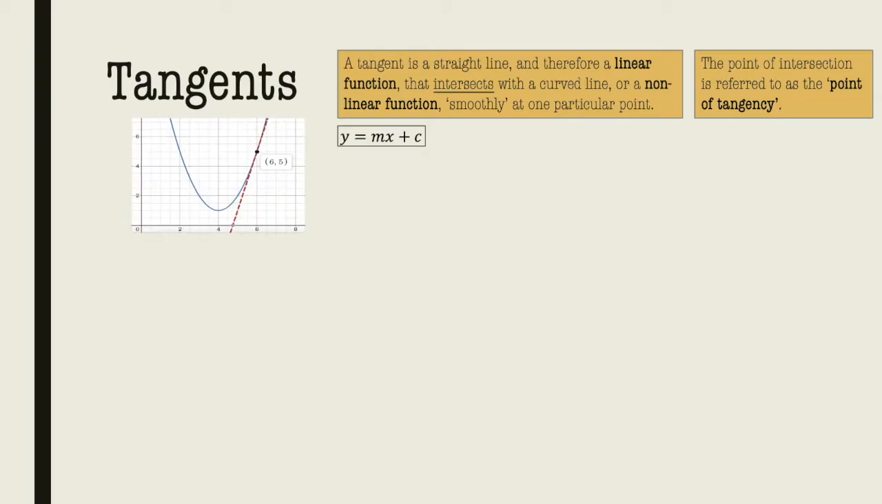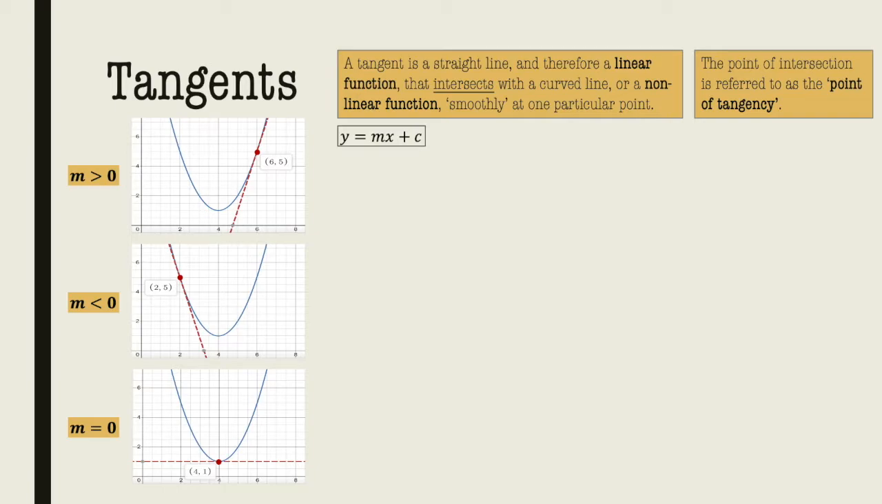Here is an example to visualize this idea of barely and smoothly touching the line at one point. It is clear that the straight red line converges with the blue parabola, then they meet at one point and begin to separate again. The point of tangency in this case is (6, 5). Being a straight line, the tangent must have a gradient, and in this case the gradient of the tangent is positive, as the y values on the line clearly increase when the x values also increase. m is greater than 0. However, the gradient may also be negative, and even 0, meaning the line is horizontal.